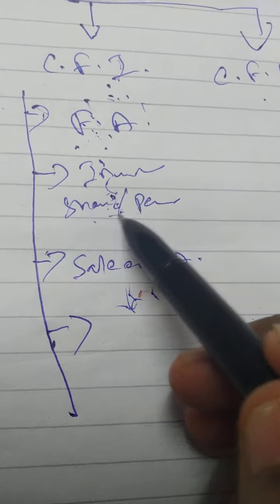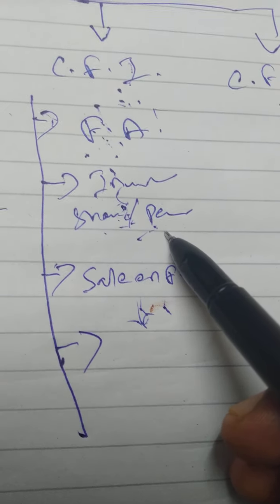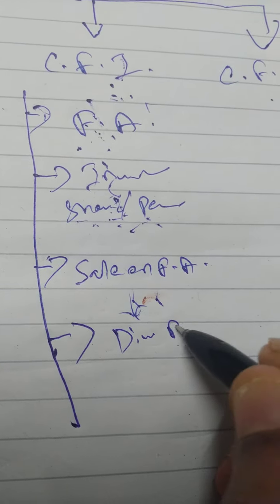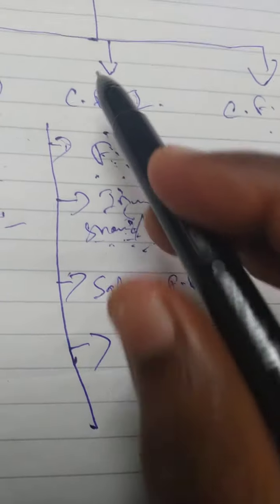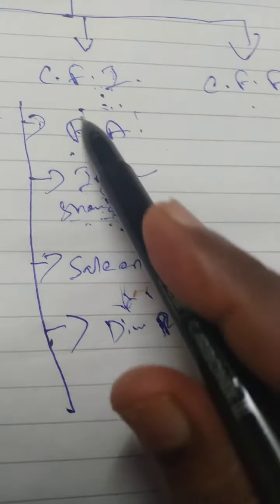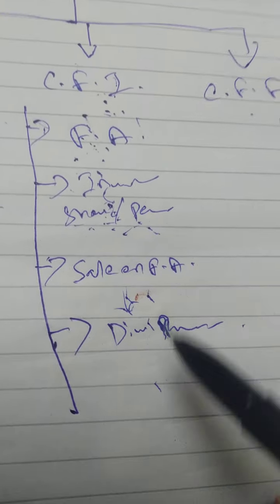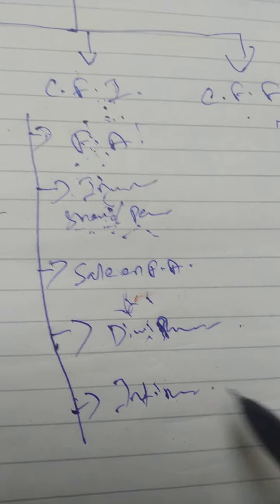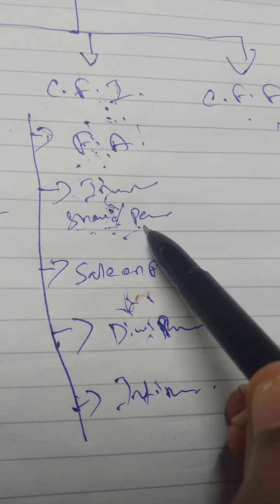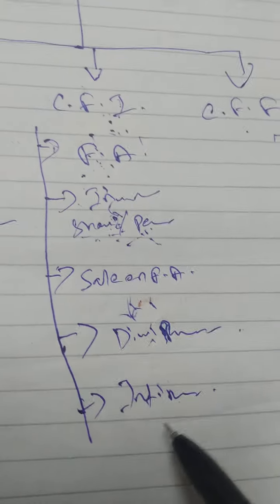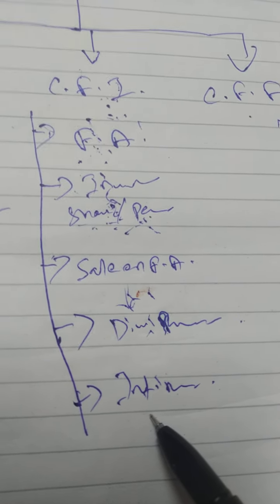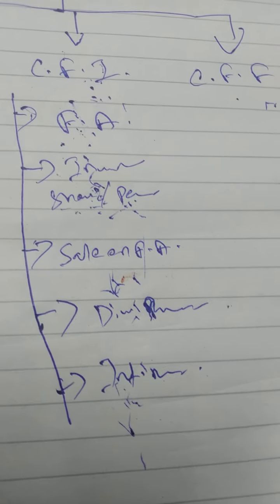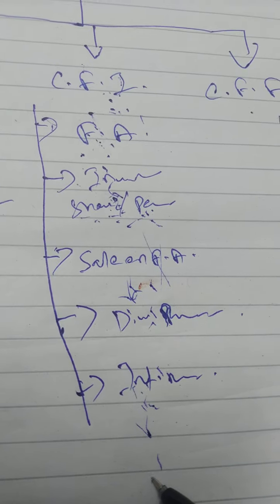Then what else? If I invest in shares and debentures, what will happen? If I invest in shares, I will get dividend received. That is also investment activity, because I am investing and receiving dividend. Then interest received. When will I receive interest? If I invest in debentures or bonds, then I will receive interest. That is also an investment activity, because I am investing, then only I am getting the return, correct? All these things are investment activity.